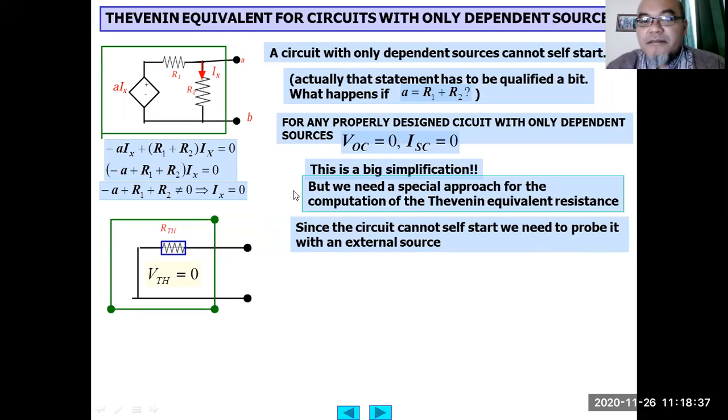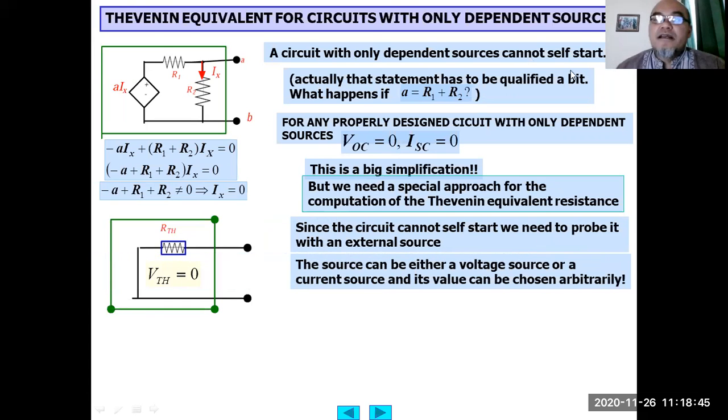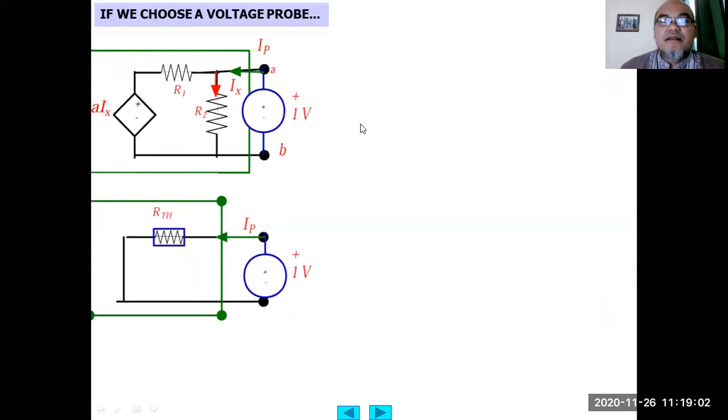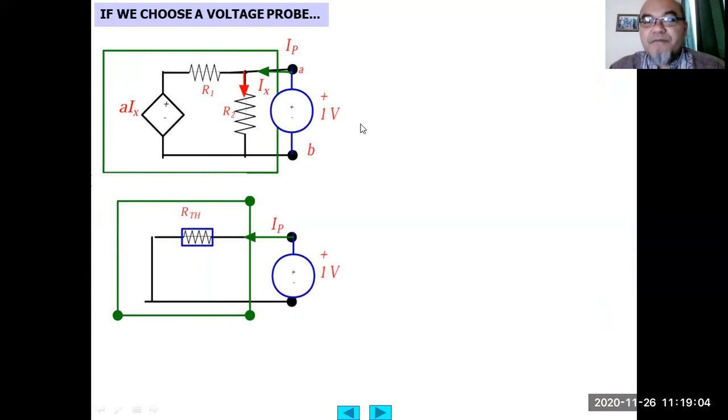Because it cannot self-start, we need to probe using an external source. So usually we make some assumption using an external source. The source can be either a voltage source or a current source, and its value can be chosen arbitrarily. Which one to choose is only determined by the simplicity of the resulting circuit. For example, if we choose a voltage probe, then we connect an independent voltage source having a value of 1 volt to the terminal A, B.